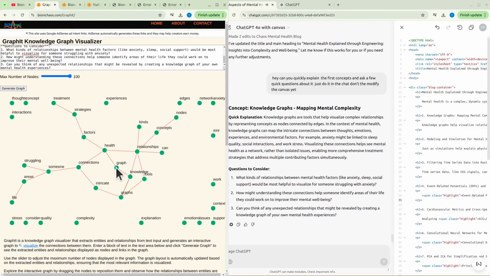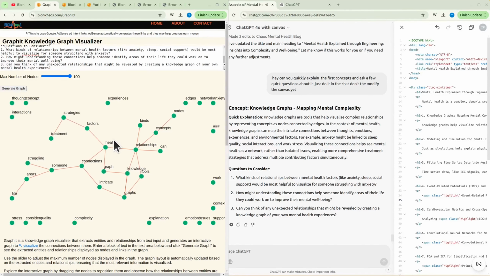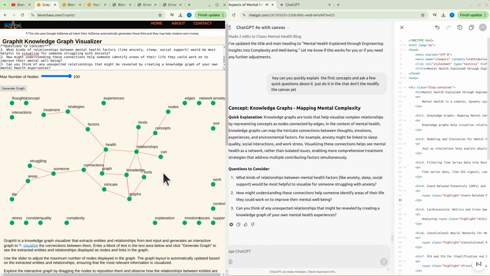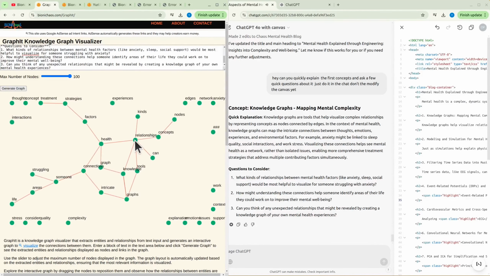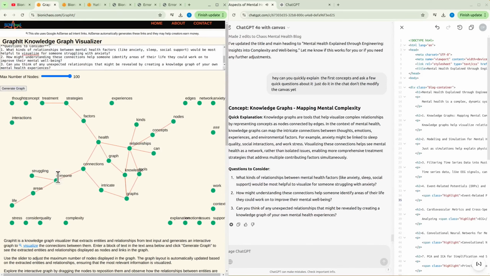Questions to consider. 1. What kinds of relationships between mental health factors, like anxiety, sleep, social support, would be most helpful to visualize for someone struggling with anxiety? 2. How might understanding these connections help someone identify areas of their life they could work on to improve their mental well-being? 3. Can you think of any unexpected relationships that might be revealed by creating a knowledge graph of your own mental health experiences?